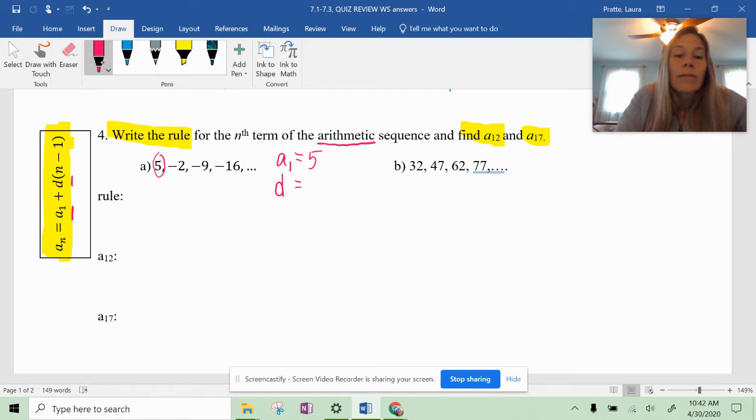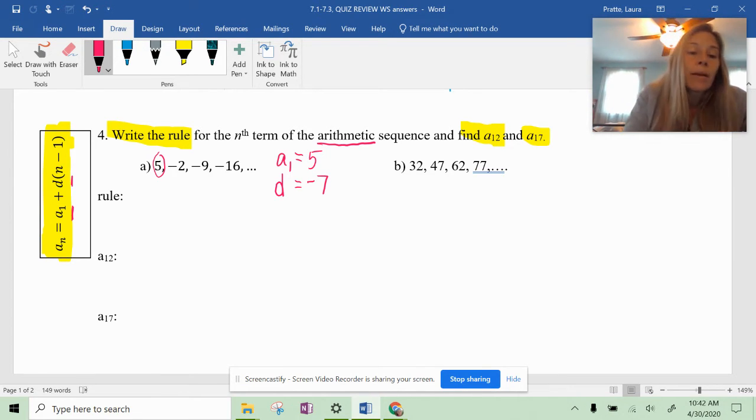So to get from 5 to -2, I would have to subtract 7. To get from -2 to -9, I would have to subtract 7. From -9 to -16, I would subtract 7. So my d is going to be -7.